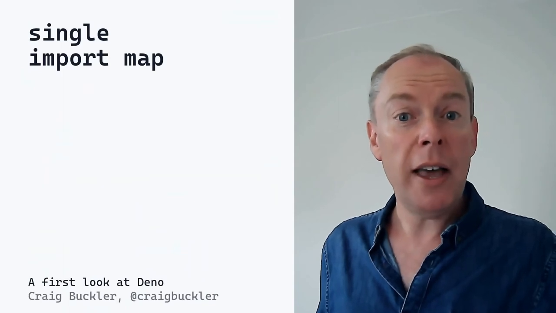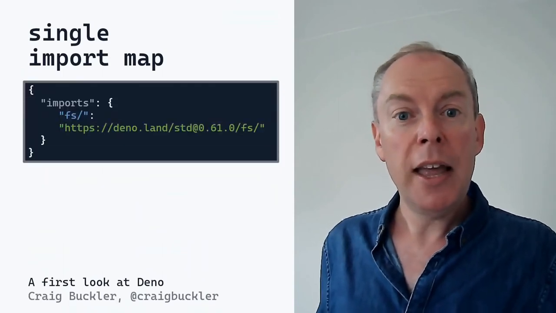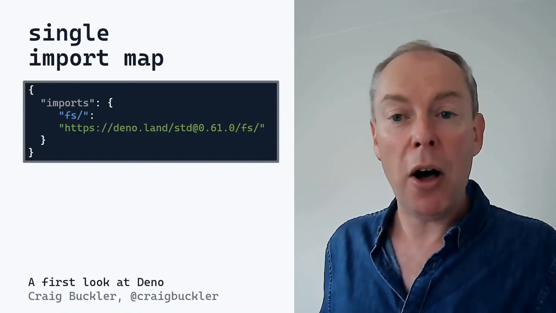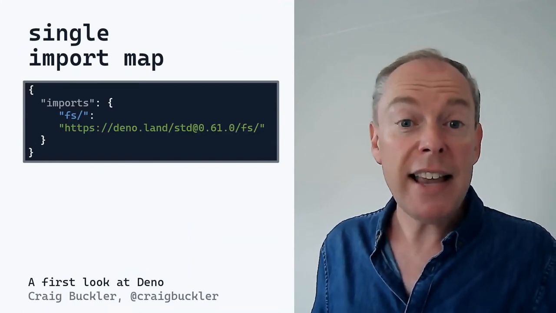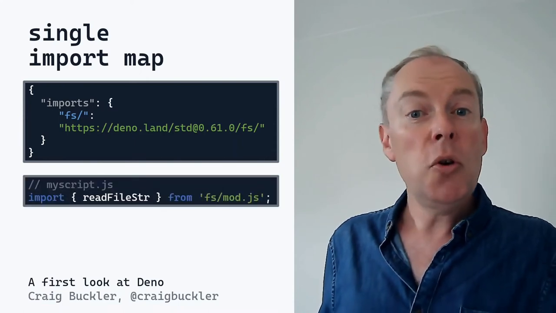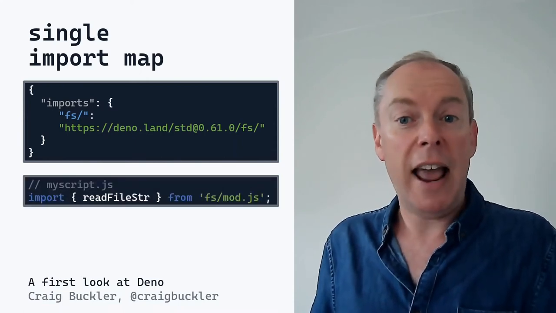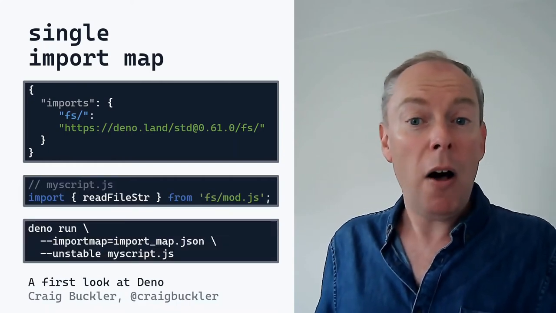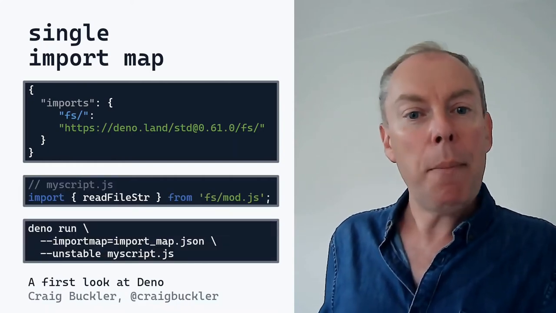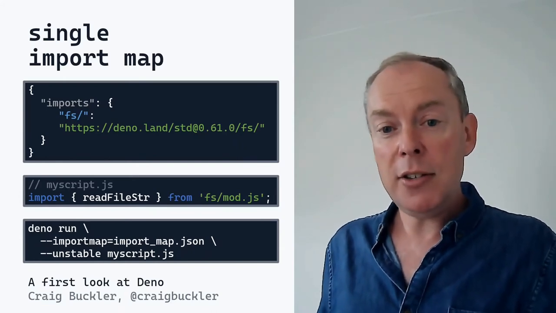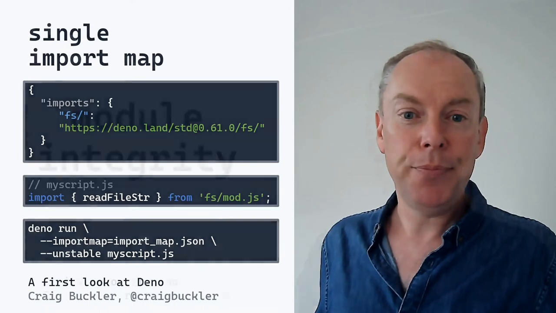Another option is import maps. Now these are small JSON files which assign a name to a full or partial URL. In this case, it's Deno's standard file system library. You can then make an import map reference in any script. You then need to pass an import map argument when running it. But be aware this is an unstable feature which may change, so you need to use the unstable flag.